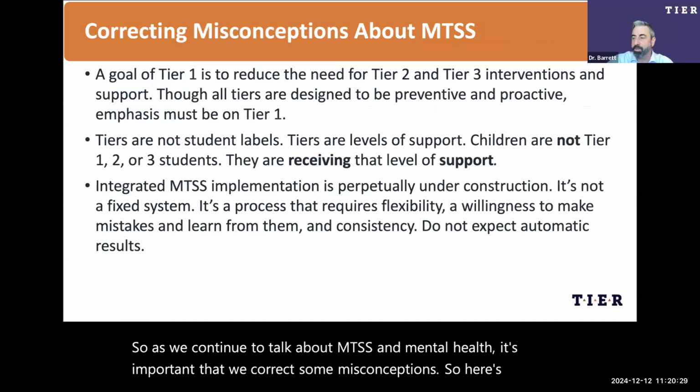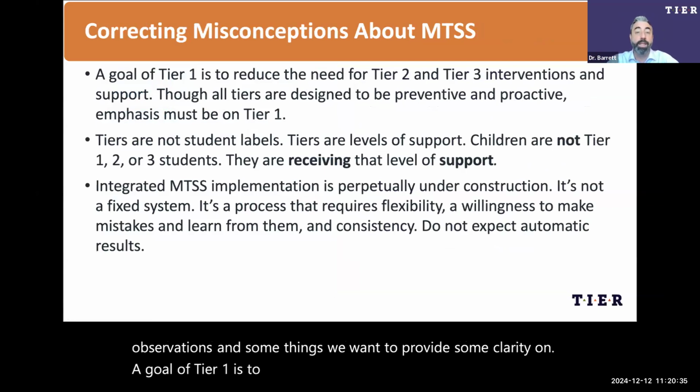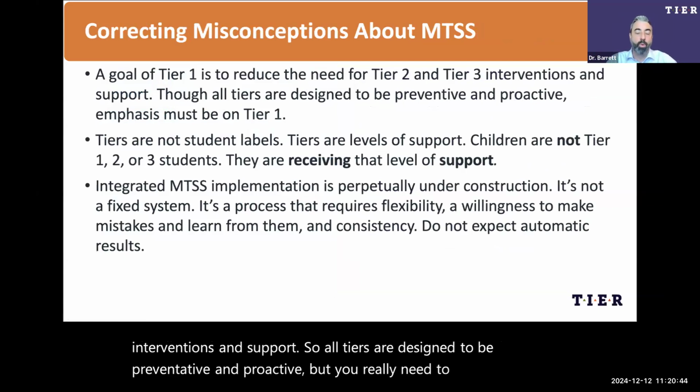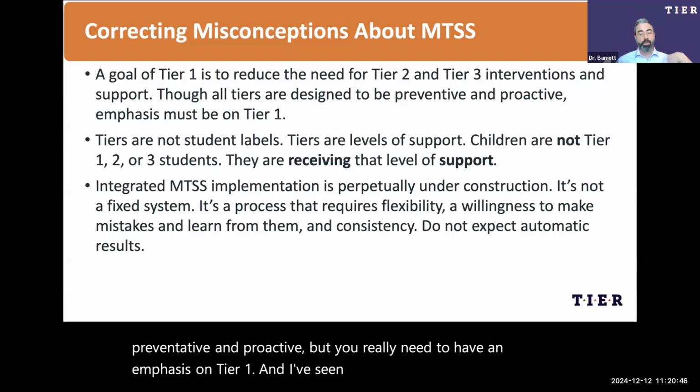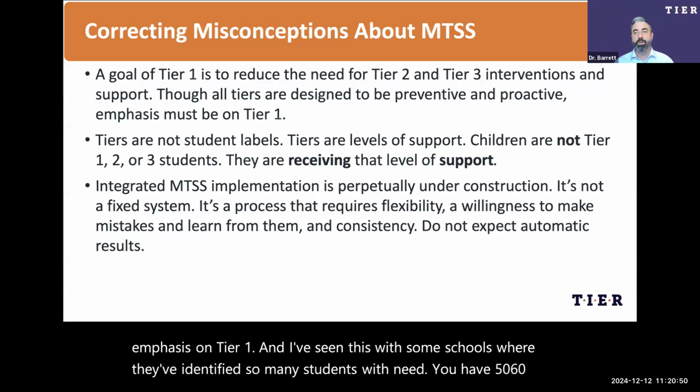So here's a few observations and some things we want to provide some clarity on. A goal of Tier 1 is to reduce the need for Tier 2 and Tier 3 interventions and support. So all tiers are designed to be preventative and proactive, but you really need to have an emphasis on Tier 1. And I've seen this with some schools where they've identified so many students with need. You have 50, 60% of our students that need Tier 2.